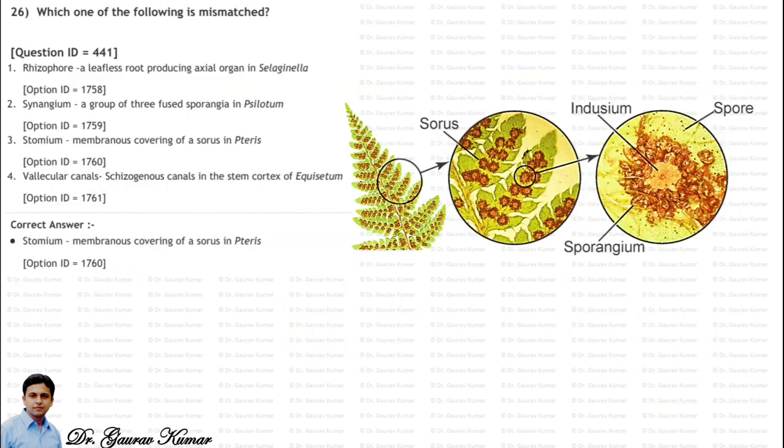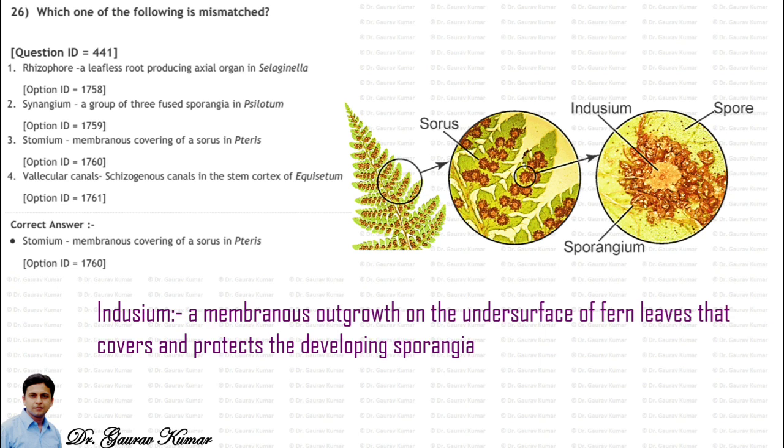So next one, which one of the following is mismatched? The answer is stomium. Why? Because they are saying the stomium is a membranous covering of a sorus in ferns. No, you can see in the figure on the right hand side, indusium is actually the membranous outgrowth on the undersurface of the fern leaf that covers and protects the developing sporangia. So it is not the stomium, it is the indusium that is actually surrounding.